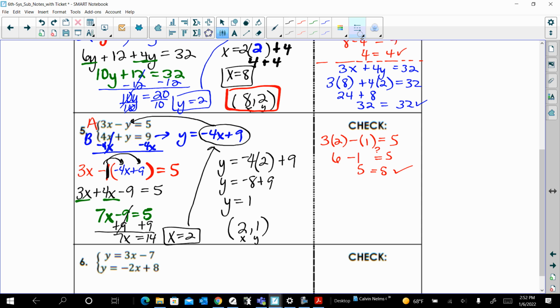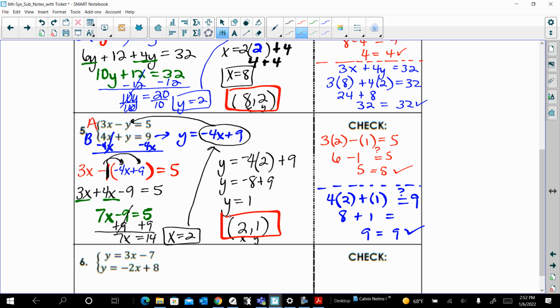Then we're going to do the same thing for equation B. Here I'm going to do 4x, which is 4 parentheses 2. We're going to plug in or substitute 2 for x, then plus 1. Would that equal 9? Well, 8 plus 1 is definitely going to give me 9. So it works. So this is definitely our answer to our system.